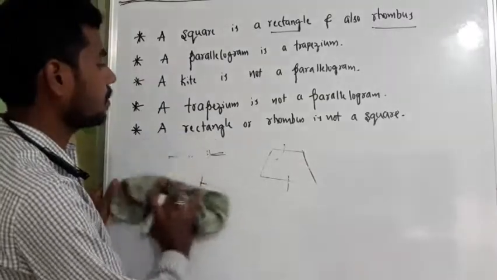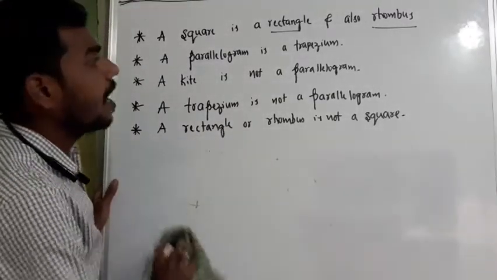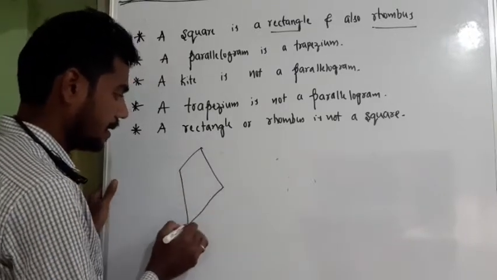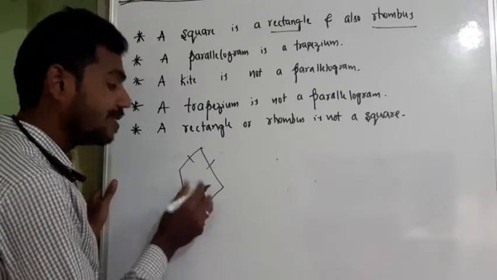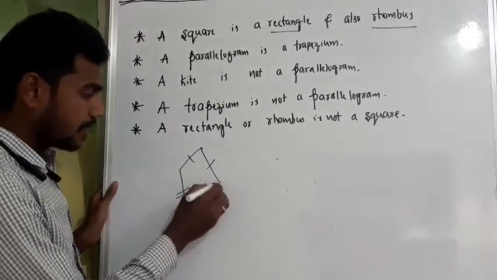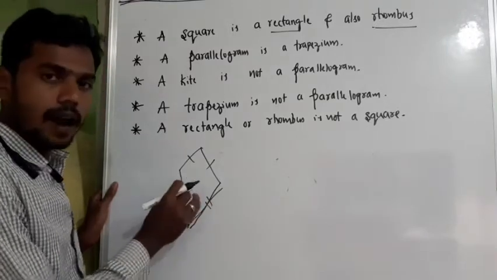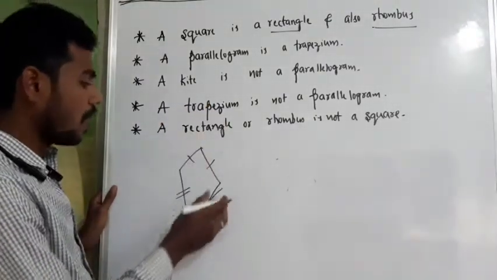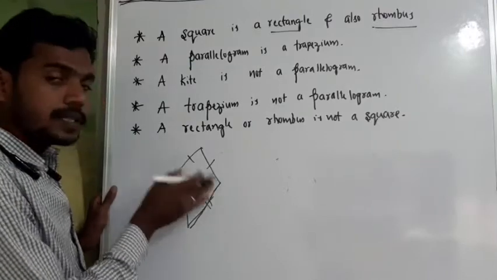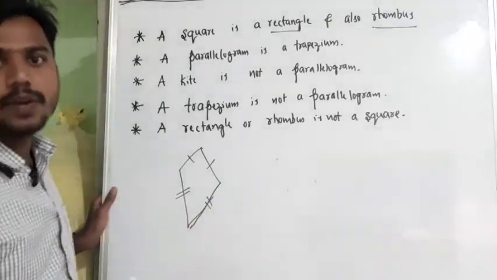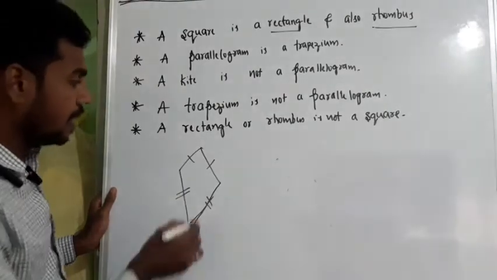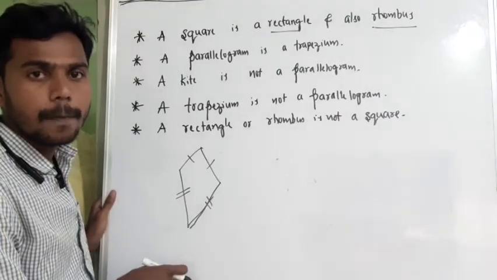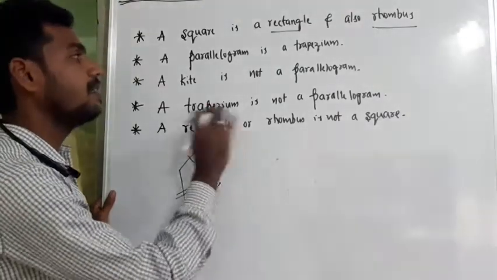Next. Third one, a kite is not a parallelogram. Why is a kite not a parallelogram? If you take a kite, a pair of adjacent sides are equal. In this case, not a single pair of sides are parallel to each other. If I want to call this a parallelogram, the opposite sides should be parallel to each other and they should be equal. But in this case, opposite sides are not equal and are not parallel to each other. That is the reason a kite is not a parallelogram.